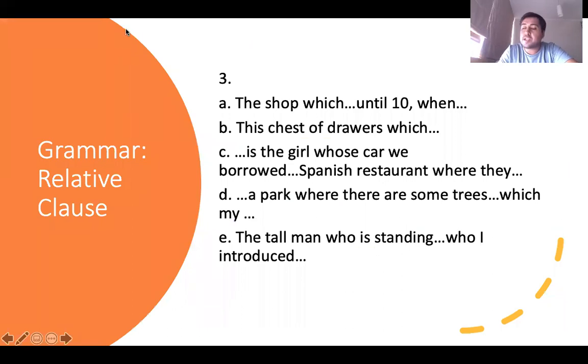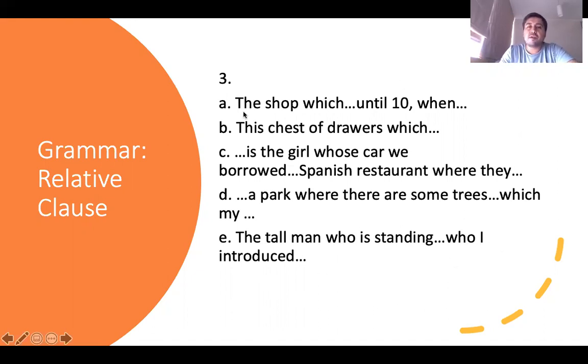Then we have the third activity, which is to complete the sentences with who, which, when, where, or whose. Okay, so here we have the examples. The shop which, until 10 when. The chest of drawers which. Is a girl whose car we borrowed. Spanish restaurant where they. A park where there are some trees, then which, my, and you continue. The tall man who is standing, who I introduced.